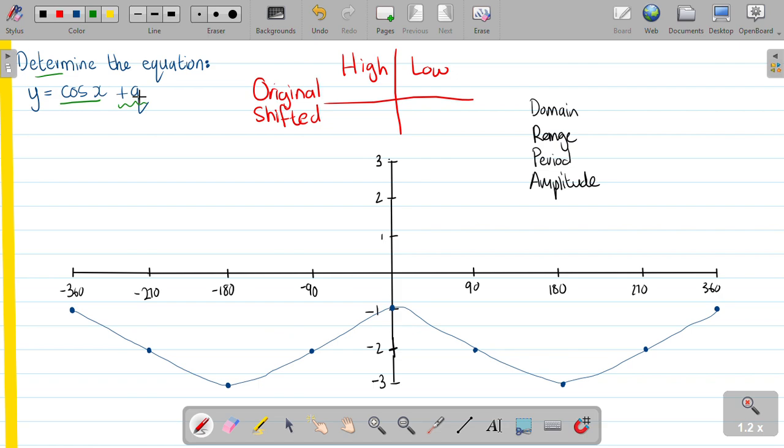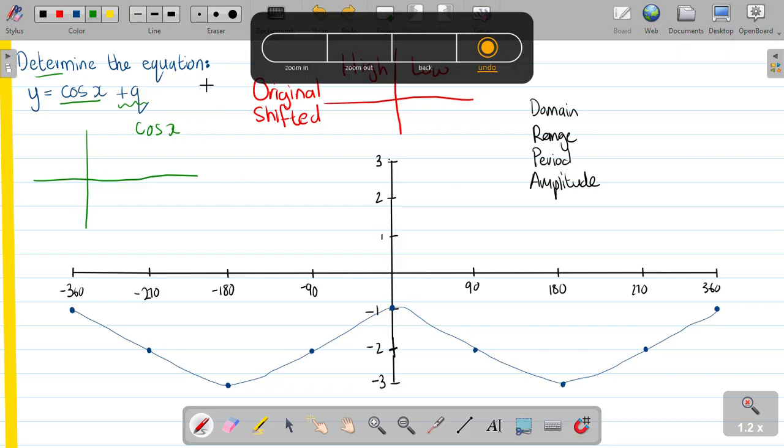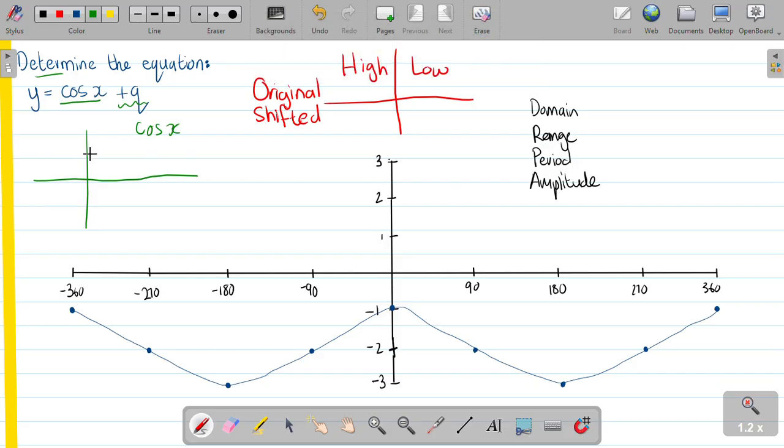Remember, we need to know this, guys: how does a normal cos x graph look, without anything in front of it or after it, without anything affecting it? How does the normal shape of a cos x graph look? We should know this. It starts at 1 and it will go down and come back up, and the lowest point is -1. This is very, very important, and you need to know that.